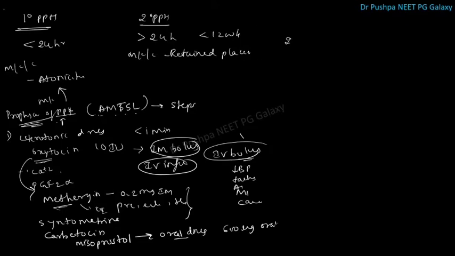What is the second step of active management of the third stage of labor? First, we gave the uterotonic drug, oxytocin, within 1 minute of delivery. The second step is delivery of the placenta by controlled cord traction. What is the name of this technique? It is the modified Brandt-Andrews technique.